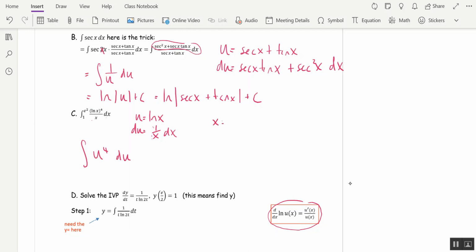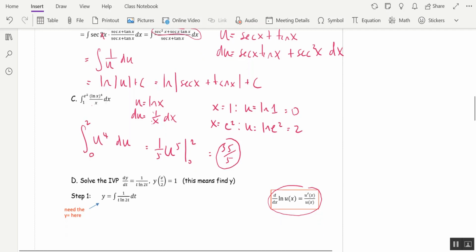When x is 1, that's the old limit. The new limit, we want u equal ln of 1, well, that's 0. So our new lower limit is 0, and when x is e squared, u is ln of e squared, which is 2. So that's our new upper limit. So now we integrate 1/5 u to the 5th, straight bar, 0 to 2. Don't go back to x's because we changed the limits. 32/5.